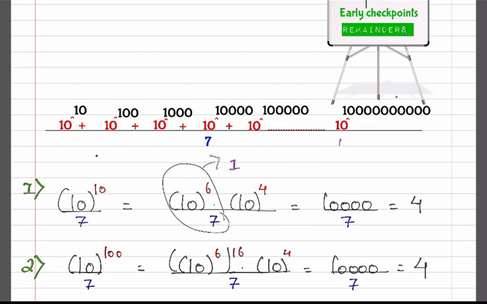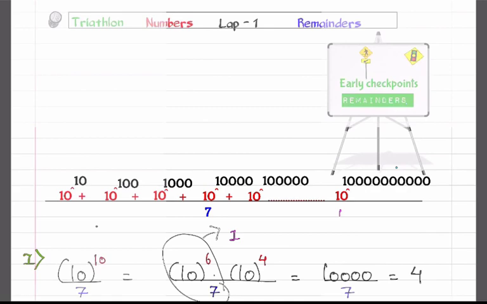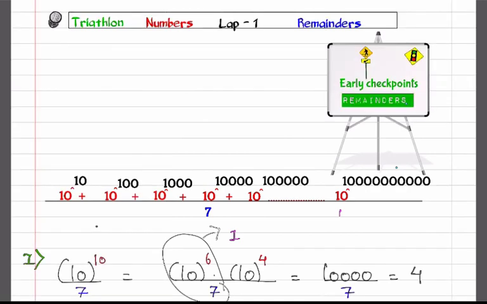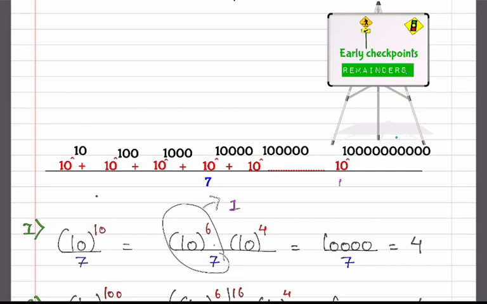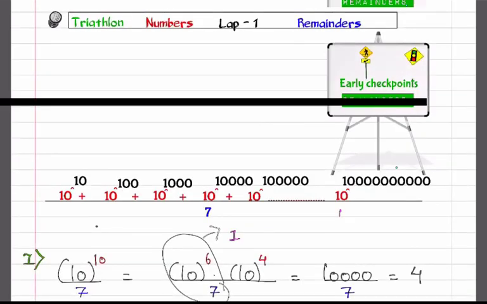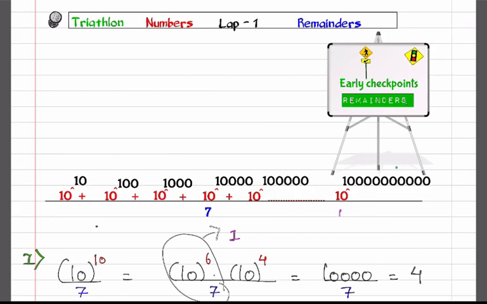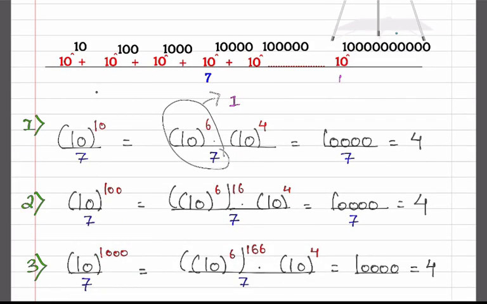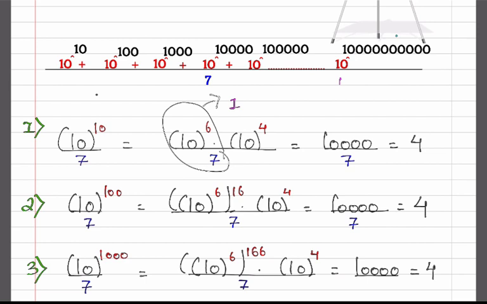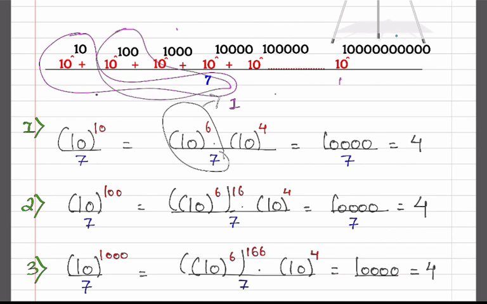So what will I do? Again it looks bigger. Whenever the problem looks bigger, what do I do? I try and identify the individual remainders for it. I'll start with the first part of this. 10 raised to 10 divided by 7. I need to find the remainder for this. Then I'll find the remainder for the next part, 10 raised to 100 divided by 7. And I'll see if I can identify some pattern from it.